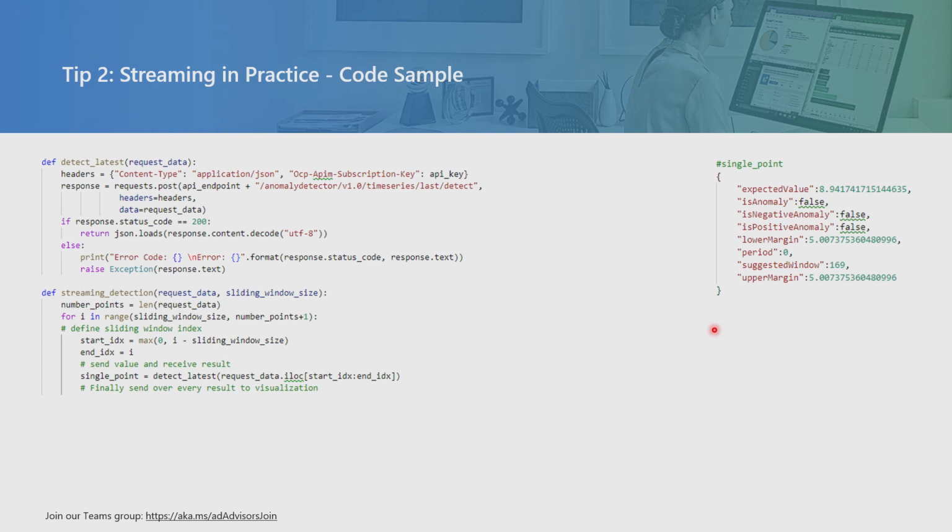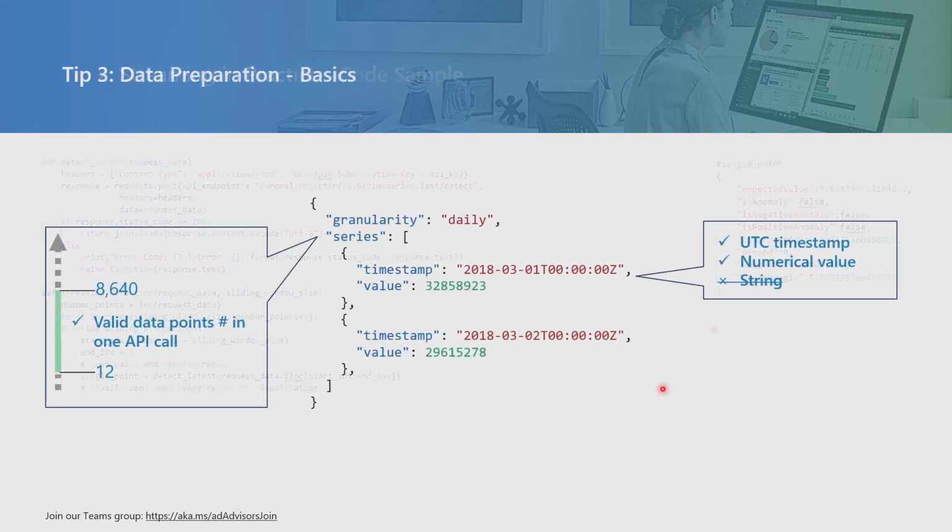In the batch scenarios, how many data points should be sent when your data have different granularity and patterns? The third tip is going to address that. Tip number 3 is about data preparation, because the performance and accuracy of anomaly detection results really can be impacted by how your data is prepared, how your parameters are used, and the number of data points in your API request.